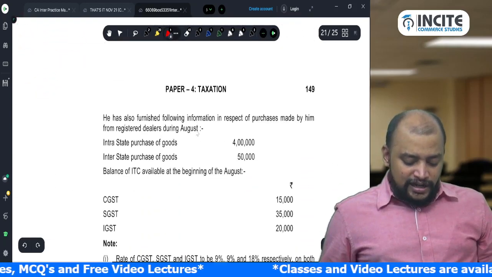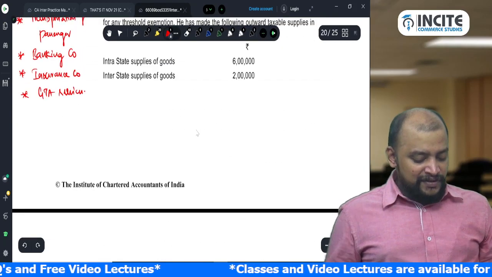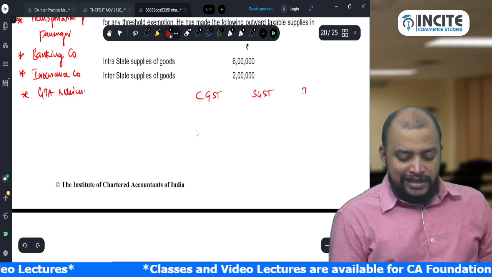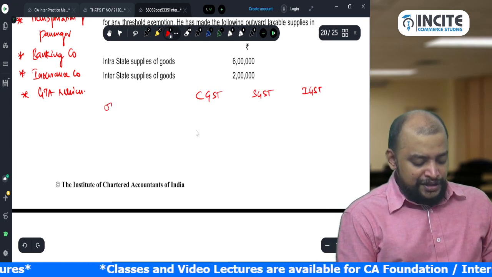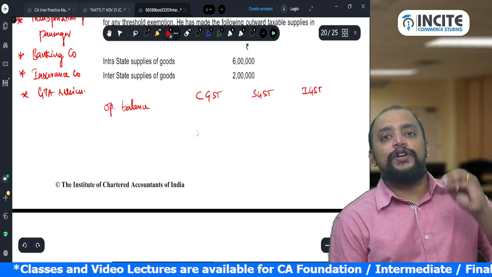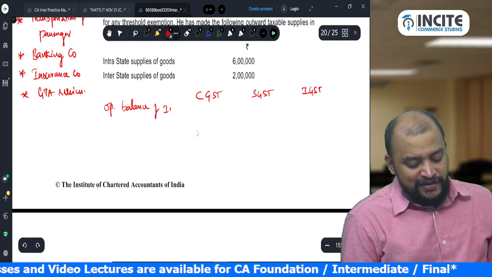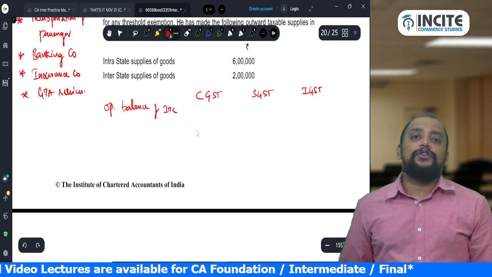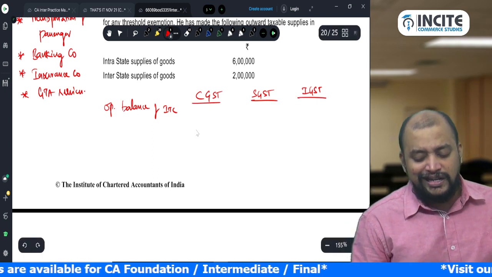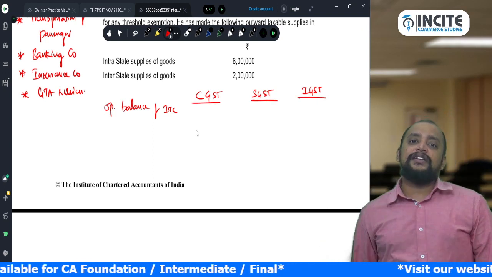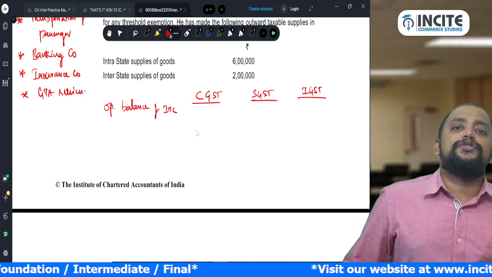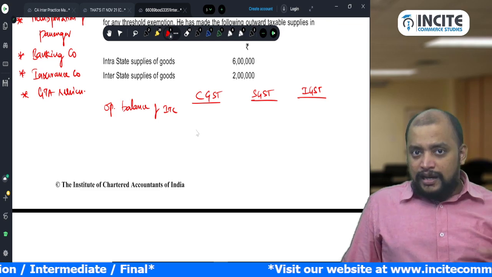So let's see what is the input tax credit that is available. CGST, SGST, IGST. What is the opening balance of ITC? This is a regular prototype question related to the manner of utilization of credit. Repeatedly these questions were asked in MTPs and RTPs and exam questions also. This is a standard format. So what you need to do is first take the ITC computation.